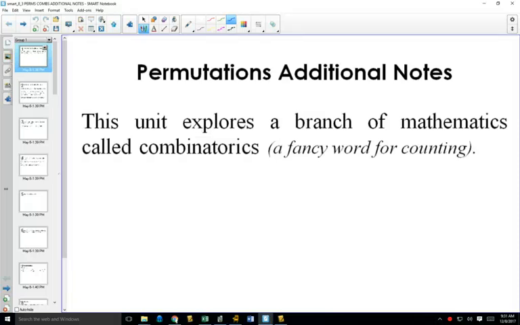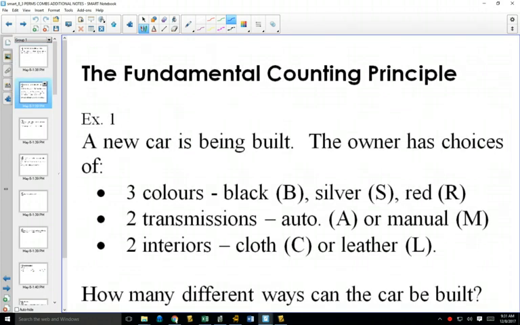The fancy word for counting is combinatorics. This is permutations and combinations, a branch of mathematics called combinatorics, and it's about counting things. So we have already learned about the fundamental counting principle.